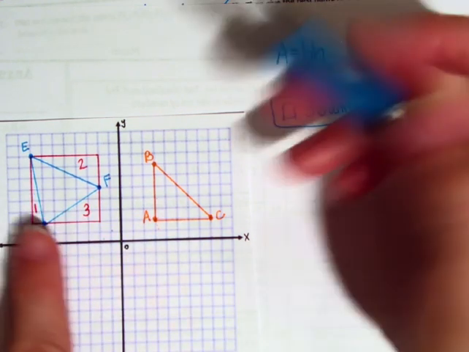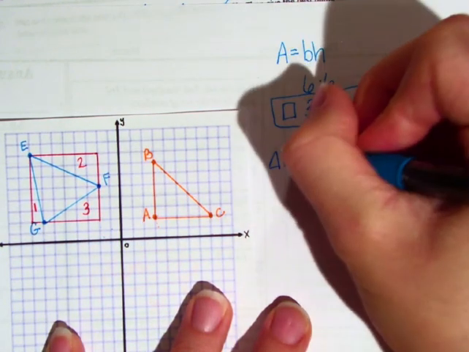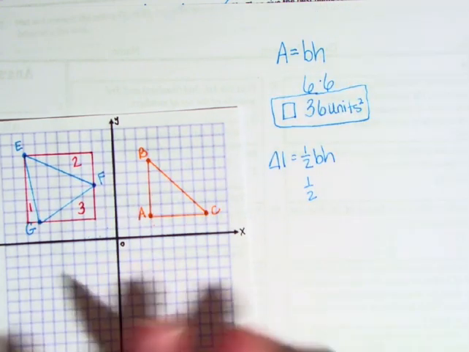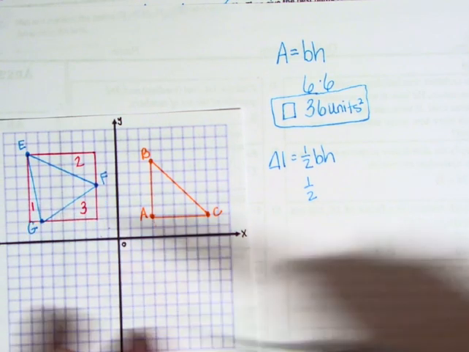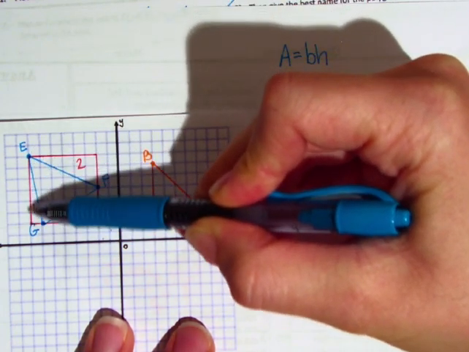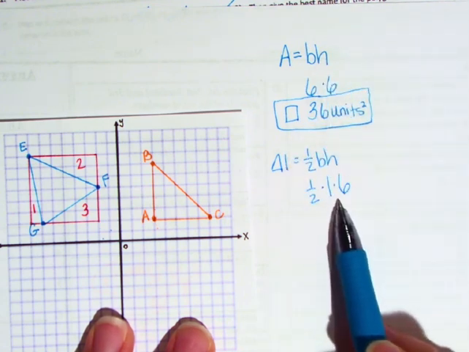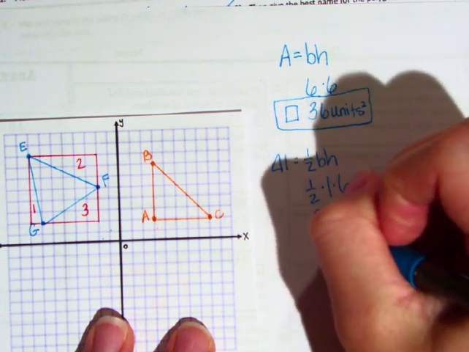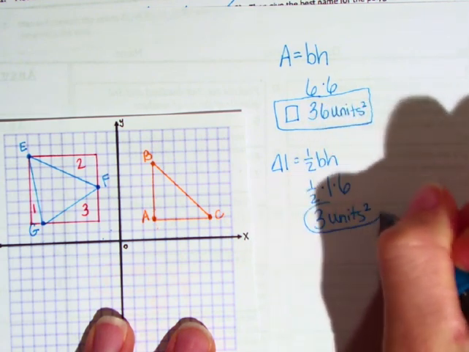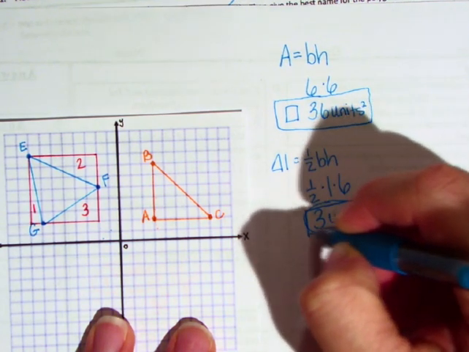Okay, now I need to find the area of each of the numbered triangles. So I'm going to do triangle 1. My area is 1/2 base times height. So we're going to do half of the base, which is 1, times the height, which is, well, I think the height was 6, because that was the same as the square. So 1 times 6 is 6. Half of 6 is 3. So triangle 1 has 3 square units of area. I meant to box that. This is not our final answer yet.